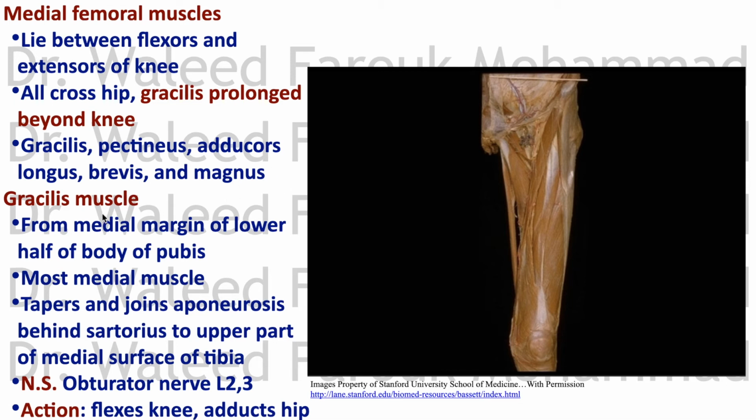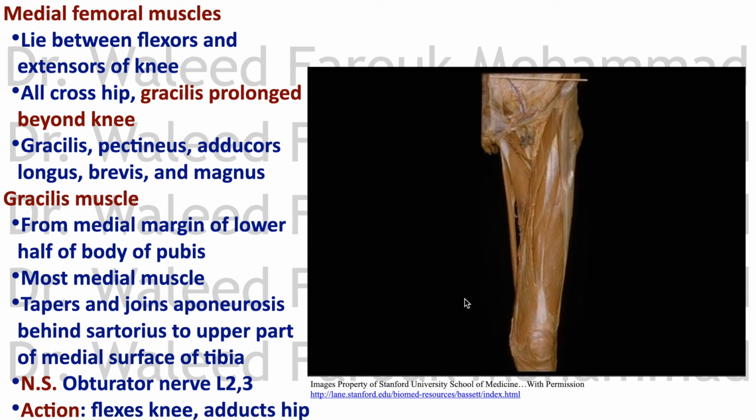Now we'll start with the gracilis muscle. It's the most medial muscle. It arises from the medial margin of the lower half of the body of the pubis. It tapers down, in a graceful manner, that's why it's called gracilis muscle, and joins the aponeurosis formed by the SGS: the Sartorius, Gracilis, and semitendinosus. So it's between the Sartorius anteriorly and the semitendinosus posteriorly.